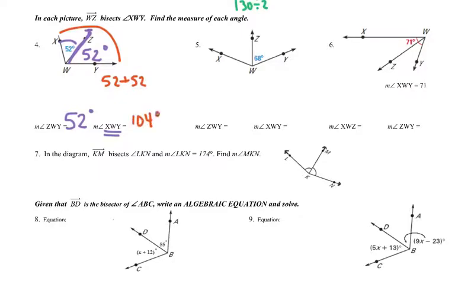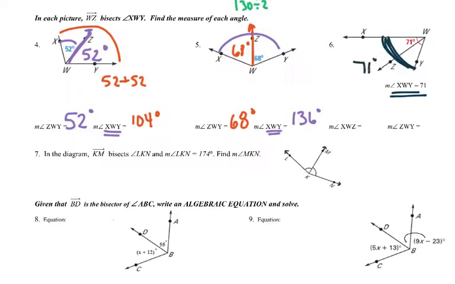Bisect, cut in half. Same thing here, where this is the bisector, 68 degrees is going to match on the other side, 68 degrees. And if we want to find the whole angle, XWY, 68 plus 68, 136. You have to be careful, you're not always doubling. So here I notice XWY is 71. That's hard to represent on the picture. That's saying that this whole entire angle is 71.